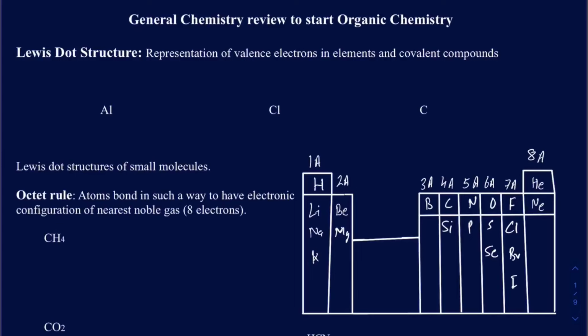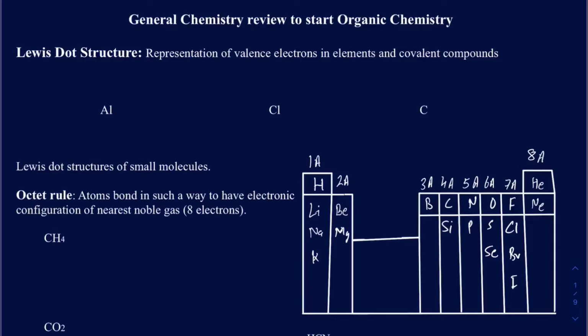So I'm going to start out with electron dot structures, also called the Lewis dot structures, which is basically the representation of the valence electrons around the element and around the covalent compounds. So we'll start out with just the elements first. If I'm looking at aluminum, I want to go back and figure out in the periodic table how many valence electrons aluminum has, and aluminum is actually going to be in group 3A.